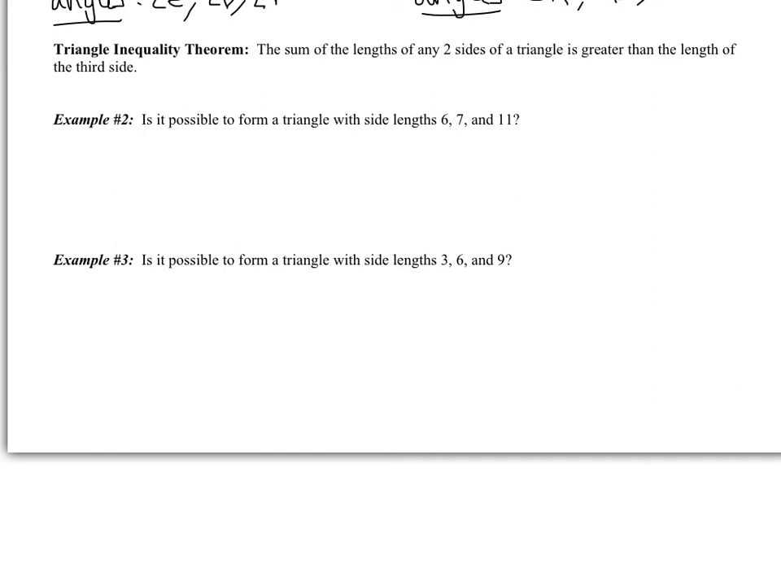So in example 2, it says, is it possible to form a triangle with side lengths of 6, 7, and 11? Okay, so what I have to do is 6 add 7. Is that greater than 11? Well, yes, 13 is greater than 11. Is 6 add 11 greater than 7? Yes, 17 is greater than 7. And then is 7 add 11 greater than 6? Yes. So you're always going to have to check 3 pairs. So any two sides added together have to be greater than the third side.